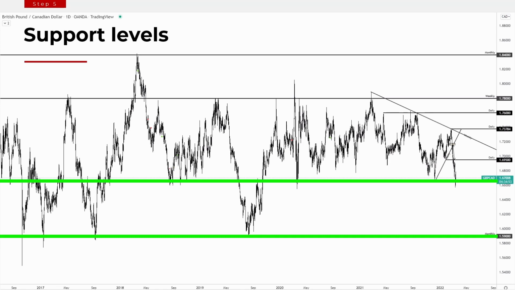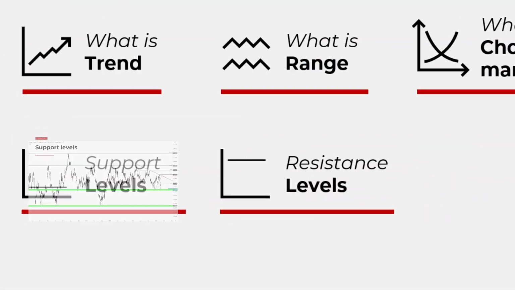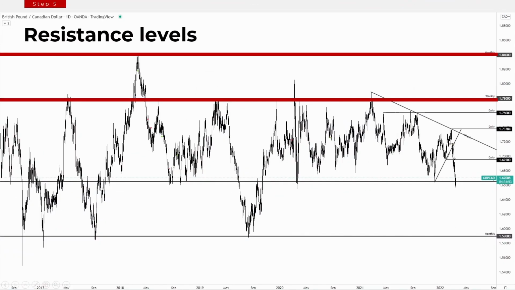Support occurs where a downtrend is expected to pause due to a concentration of demand. Resistance occurs when an uptrend is expected to pause temporarily due to a concentration of supply. Prices fall and test the support level, which will either hold and the price will bounce back up, or the support level will be violated and the price will drop through the support and likely continue lower to the next support level.